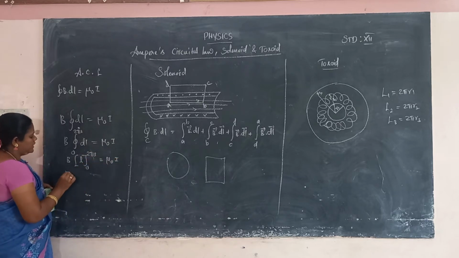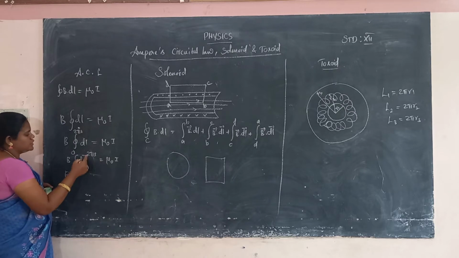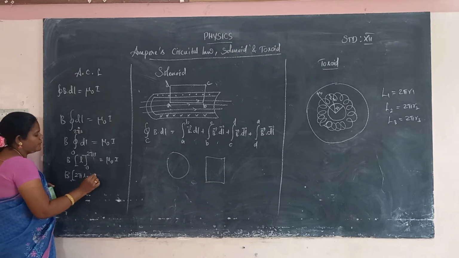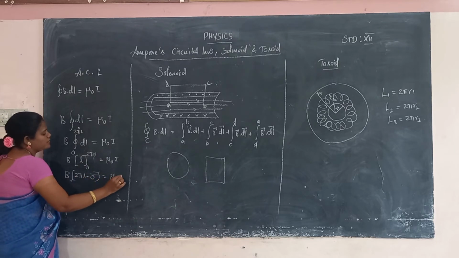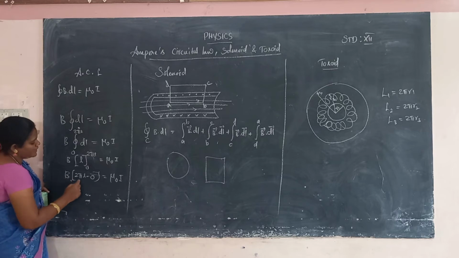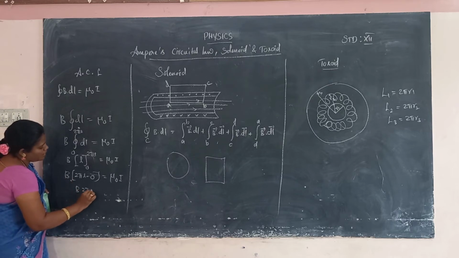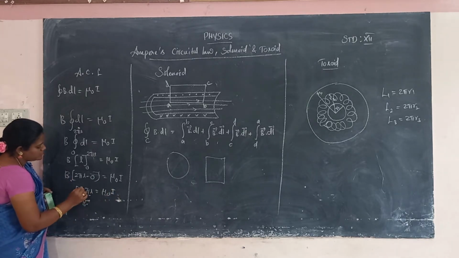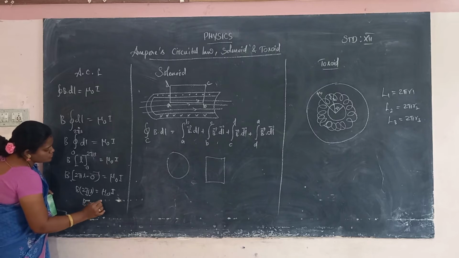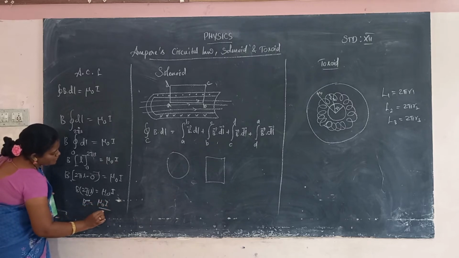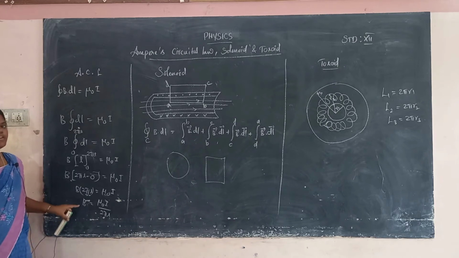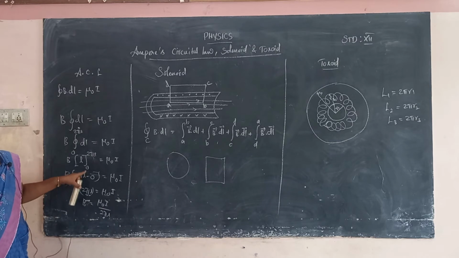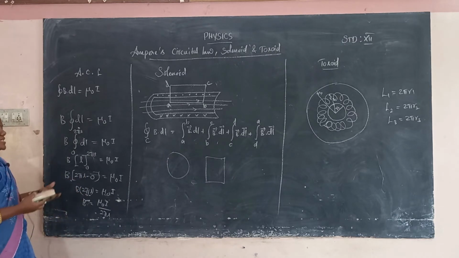Then B into 2 pi r minus 0; apply the upper limit 2 pi r and the lower limit 0, equal to mu naught I. So B times 2 pi r equals mu naught I. We want B only, so B is equal to mu naught I by 2 pi r. This is the magnetic field at a point near a long current carrying conductor, by using Ampere circuit law. So what is Ampere circuit law?